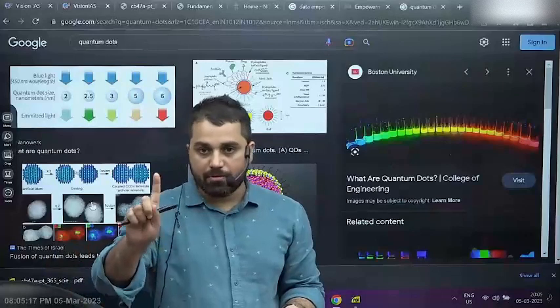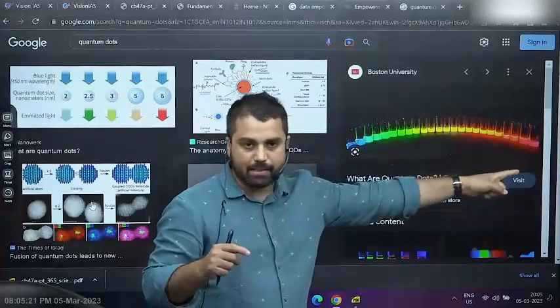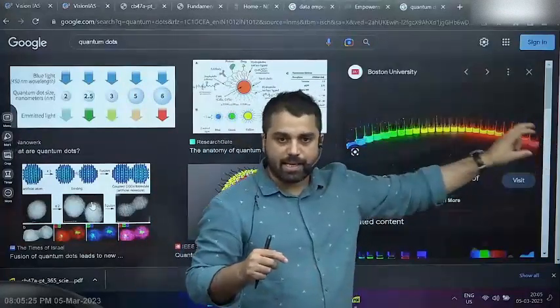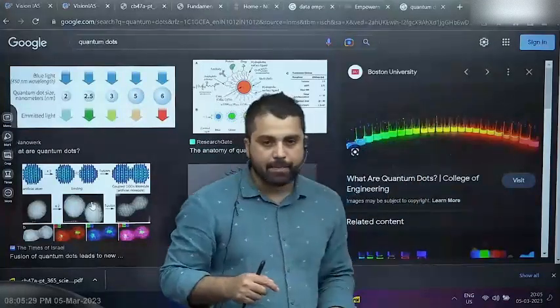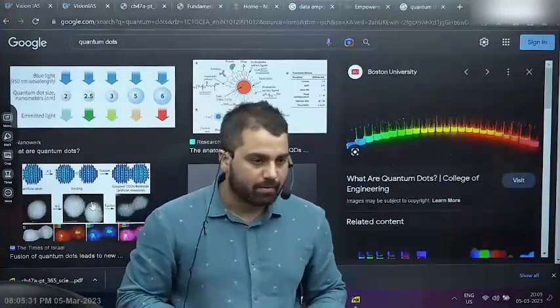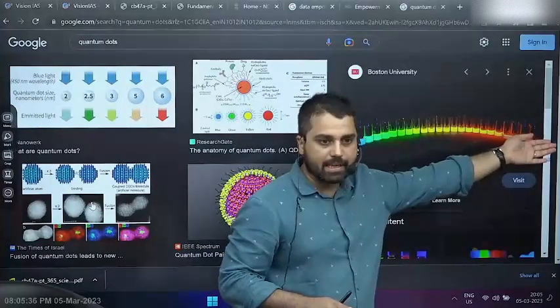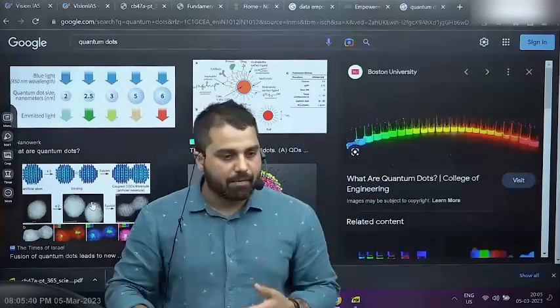But there is only one source of light and all these materials are exactly same material, but still all of them have different color, and they have different color because all of them are made of different size of quantum dot. Maybe this quantum dot is 1 nanometer, this quantum dot is 10 nanometer, and just by changing the size I am producing different type of color.